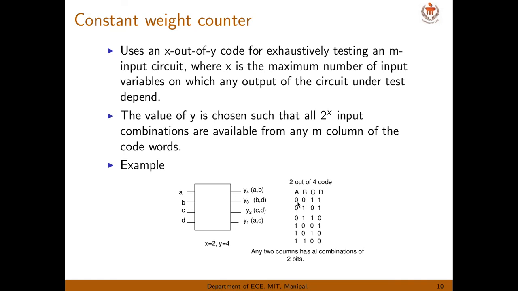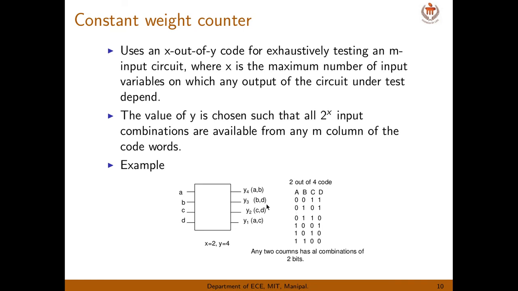So 2 out of 4 means in any combination you take, the number of ones should be 2. Now what is the main thing here? Any 2 columns you take, you see whether all the possible combinations of 2 input variables are generated or not. You take AB, only consider AB. What are the combinations you have? 00, 01, 10, 11. So all the possible combinations, 2 power 2, that is 4, are available in AB. Similarly, BC you take: 01, 10, 11, 00. So all the 4 combinations of 2 input variables are present. Similarly, CD or any 2 columns you take.